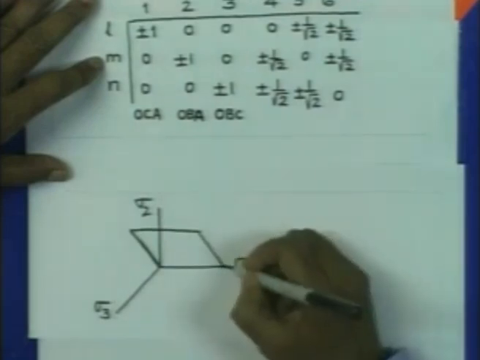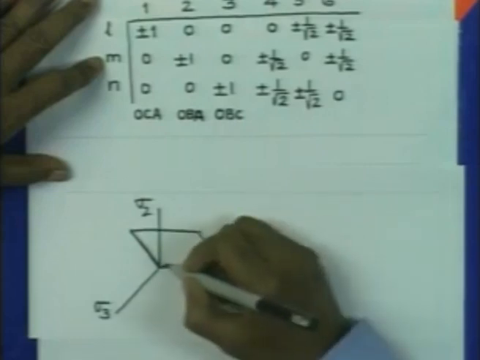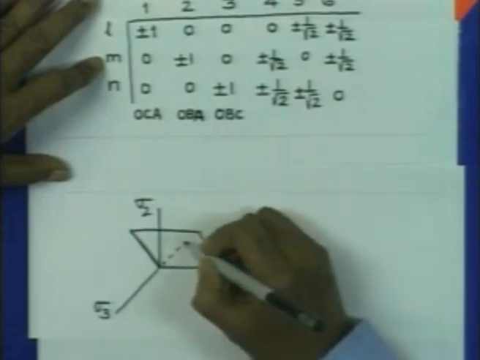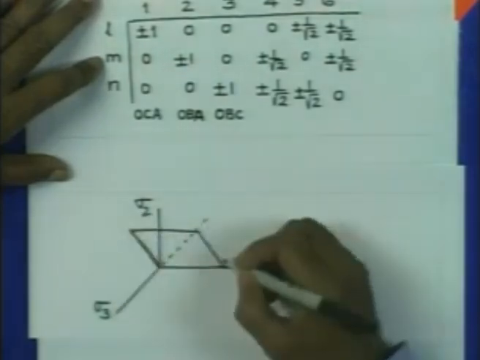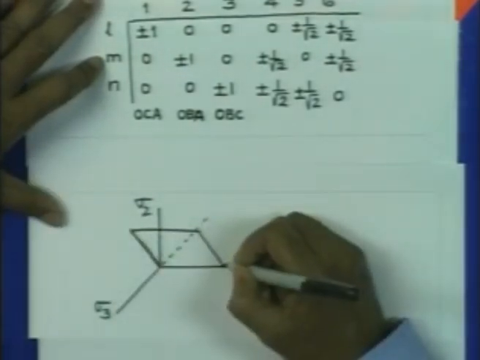And you can also have the plane which is making an angle of 45 degree with the minus sigma 3 and sigma 2 directions. So, that is also the other plane you can consider. So, this is the other plane.